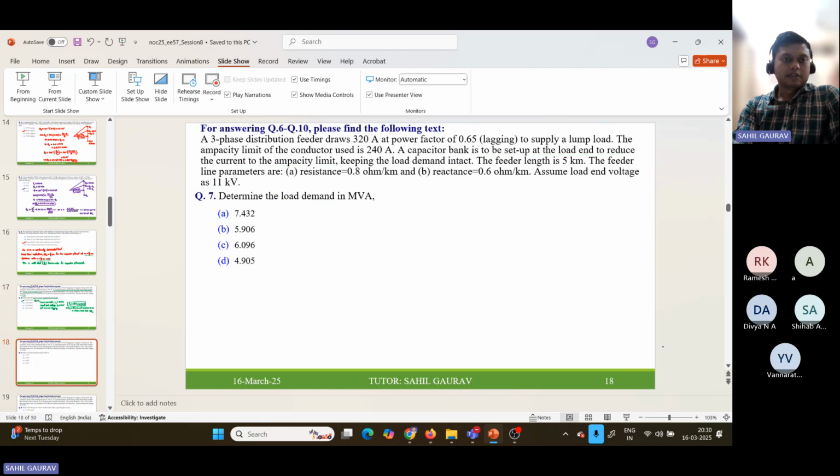Now let us see the seventh problem. Determine the load demand in MVA. The options are 7.432, 5.906, 6.096, and 4.905. So it is also very simple.